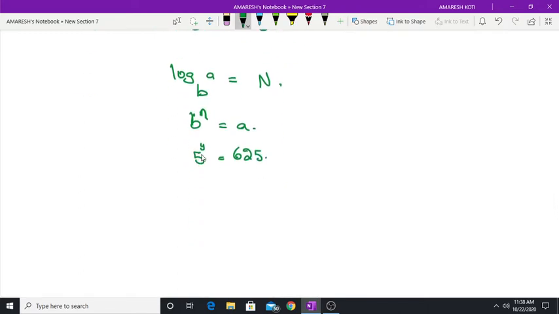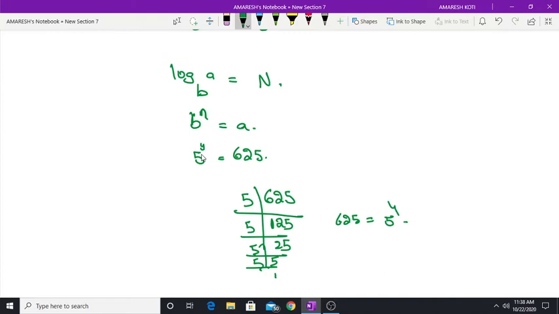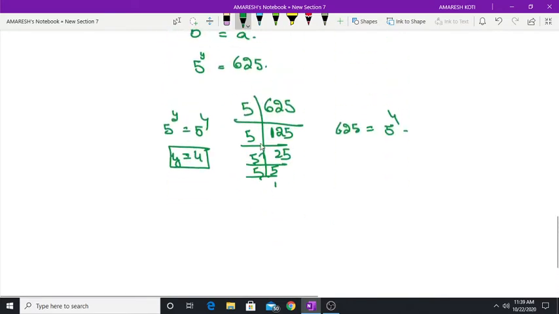So let's check it out. What is the value of y? 625: 5 ones are 5, 5 fives are 25, 5 twenty-fives are 125, and 5 times 125 is 625. So 625 equals 5 power 4. So 5 power y equals 5 power 4. So y equals 4. We got it. So do the third sum and fourth sum as homework.